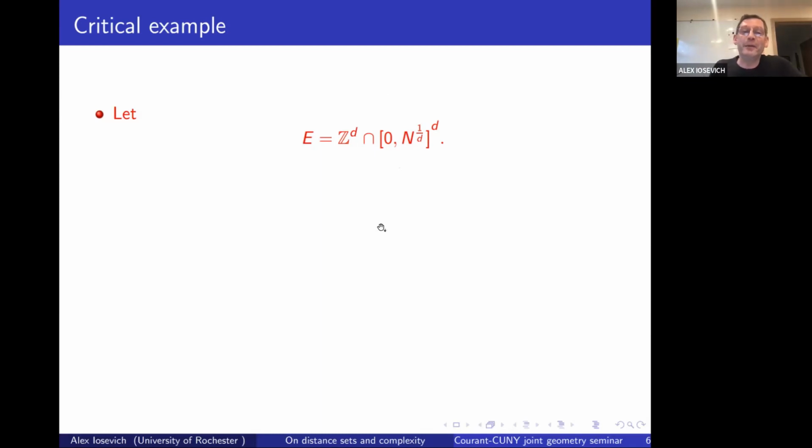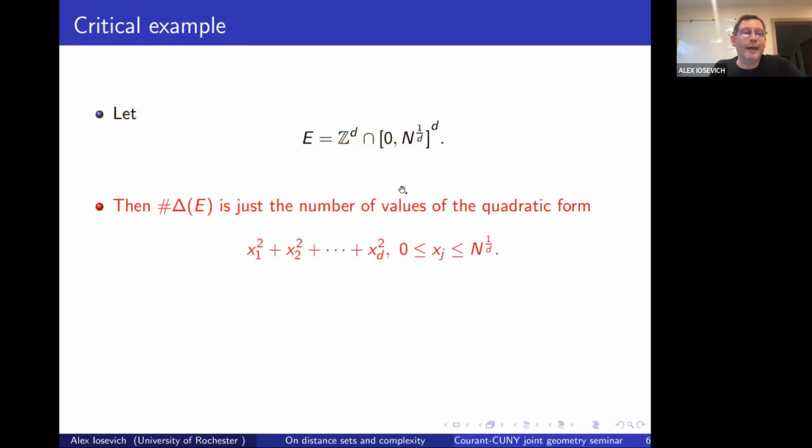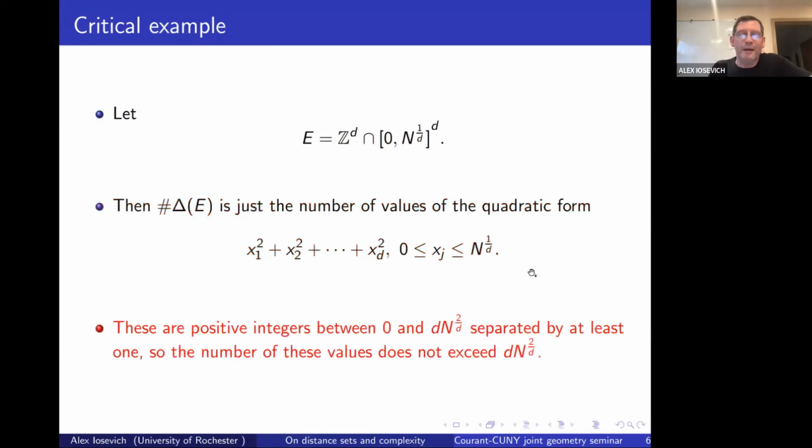You take the piece of the integer lattice containing n points in a cube. And so the size of the distance set is just the number of values of the quadratic form x_1 squared up to x_d squared. This is a classical problem in number theory. Elementary circle method can be applied to this. But if one wants to get a basic idea of what's going on, one doesn't need any advanced number theory, because the values of this quadratic form are simply integers between 0 and d n^(2/d). Therefore, you can't possibly have more than a constant multiple of n^(2/d) values.